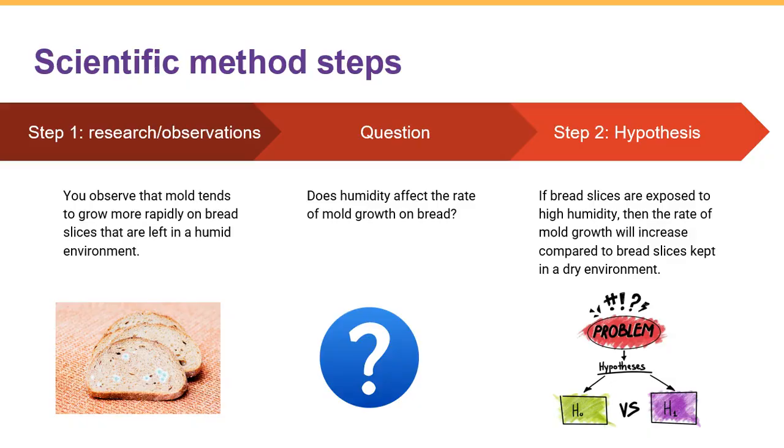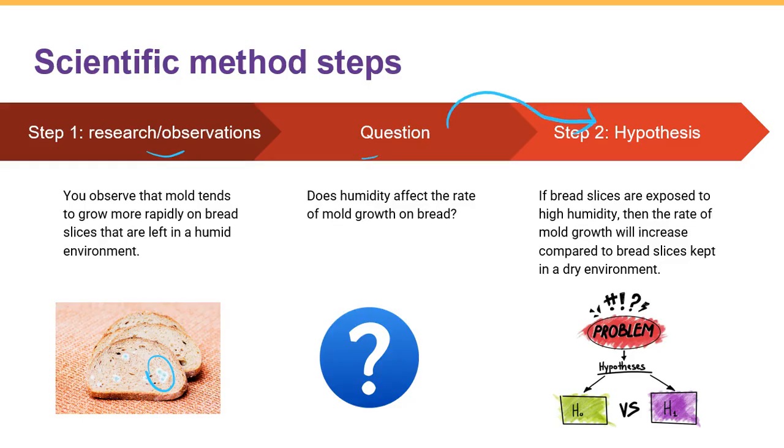Now let's try to understand these scientific method steps with an example. You observed that in your kitchen, mold tends to grow more rapidly on bread slices that are left in a humid environment. So you notice mold on the bread in the humid environment. It means that you observed something and then a question comes up. The question is, does humidity affect the rate of mold growth on bread? So this is our first step. You can also do some research to form your hypothesis.